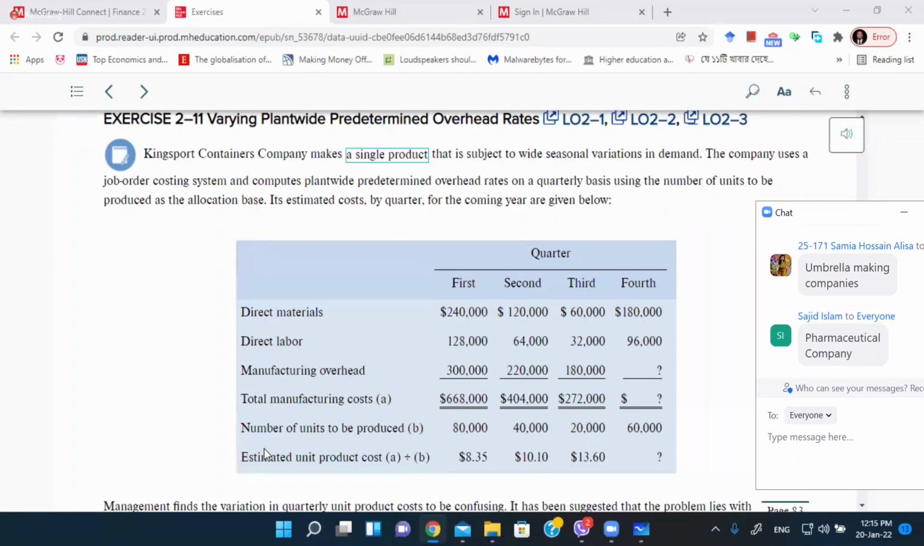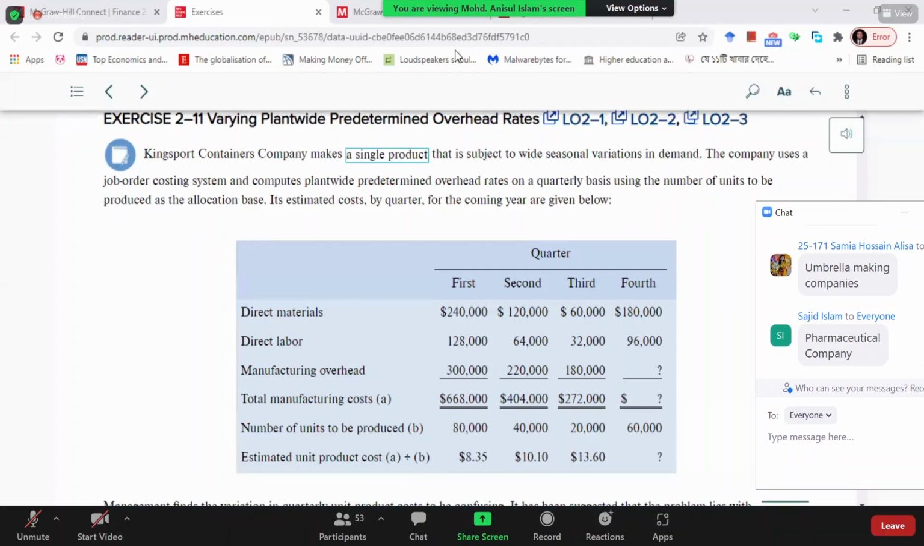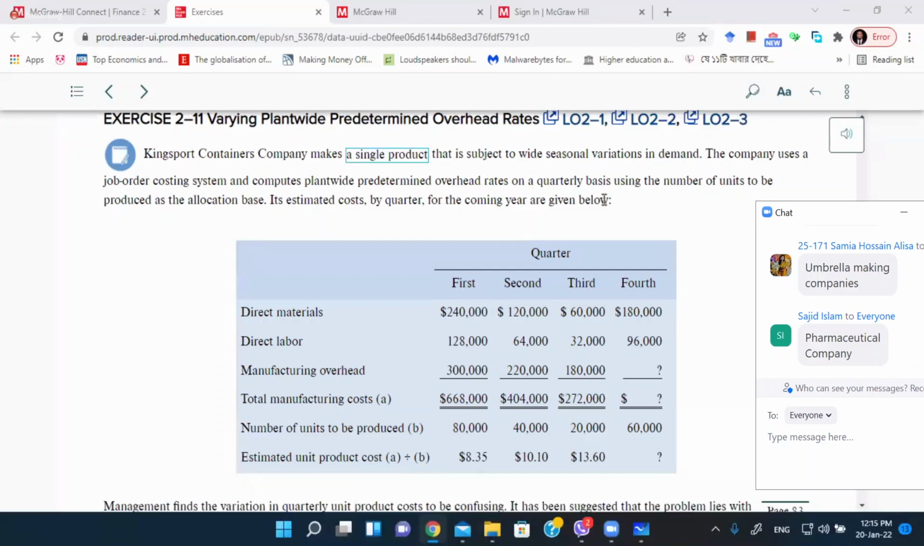Okay, let me unmute you. Shajid. Okay, Shajid, please. Can you give me the idea of how a pharmaceutical company?